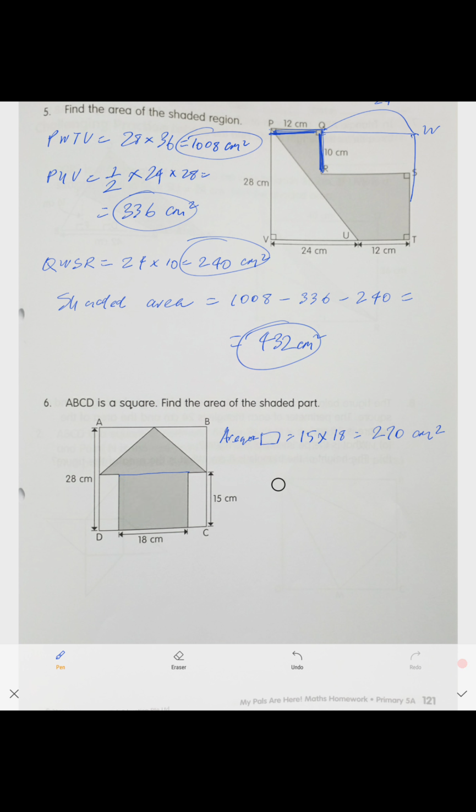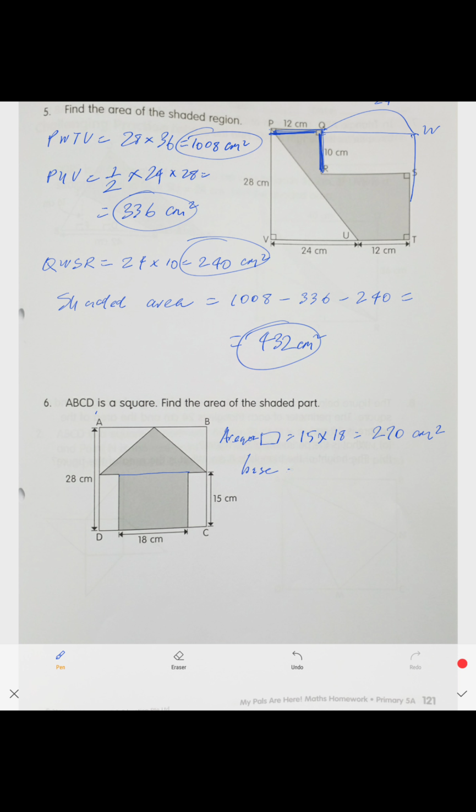Now, right, think about this triangle. We know here is the base. The base is same as AD, right? Because they tell us that ABCD is the square. The whole thing is the square. So the base is same as this one, 28. Okay.